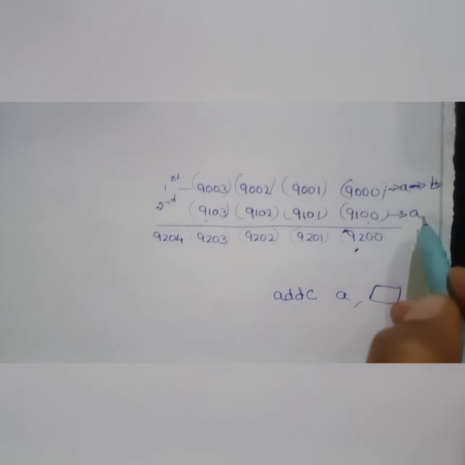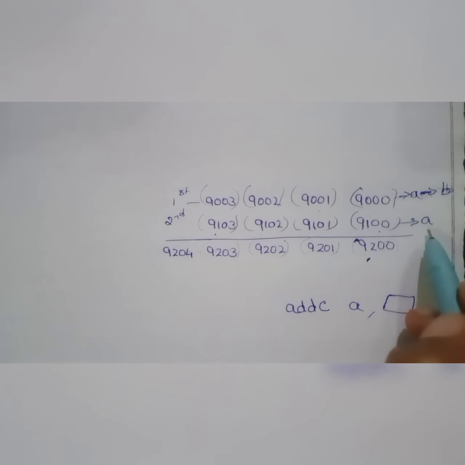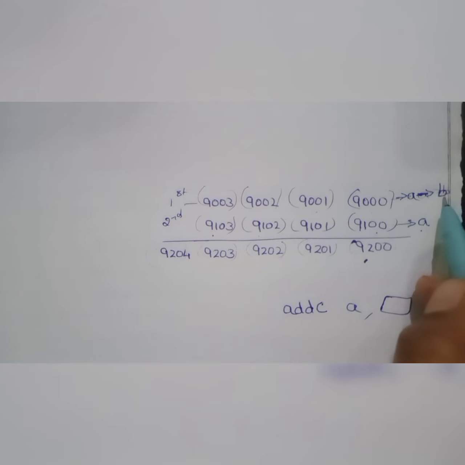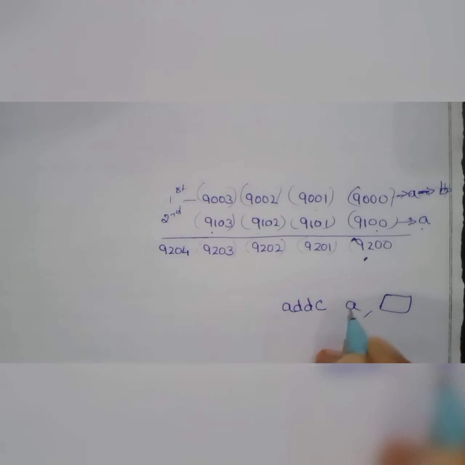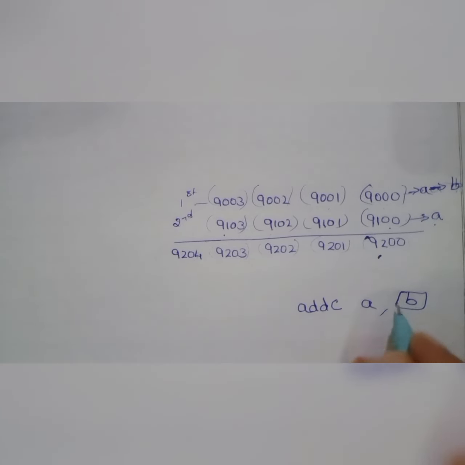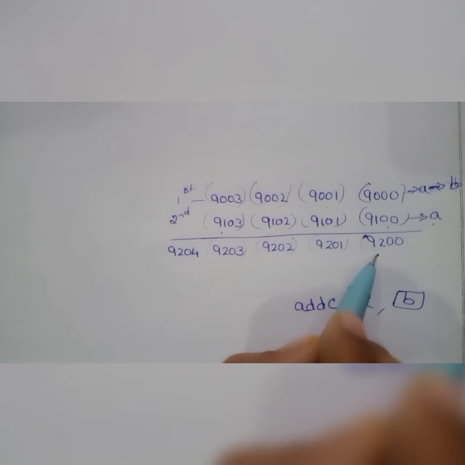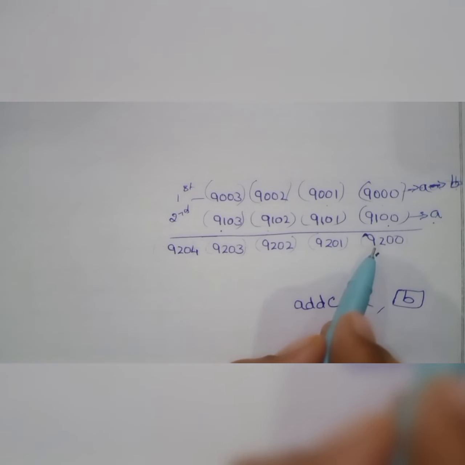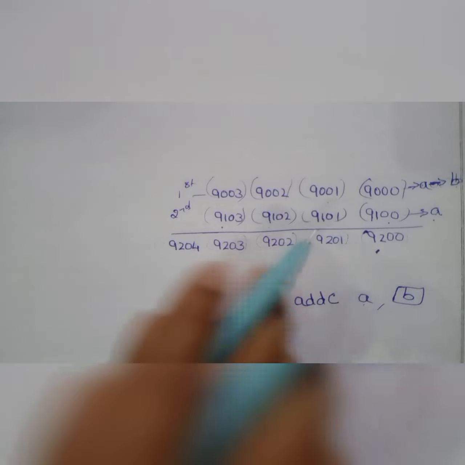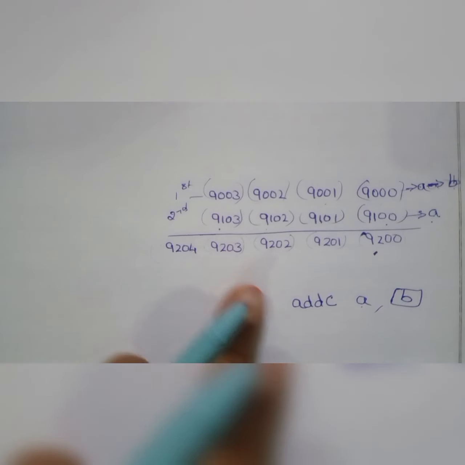Now we shall add these two, that is the data present in A plus the data present in B, using the instruction ADDC A, B. Once the addition is done, the result will be in A and we shall store it in the respective result memory location, whatever has been planned. So let us write the program of the same logic we have discussed here.